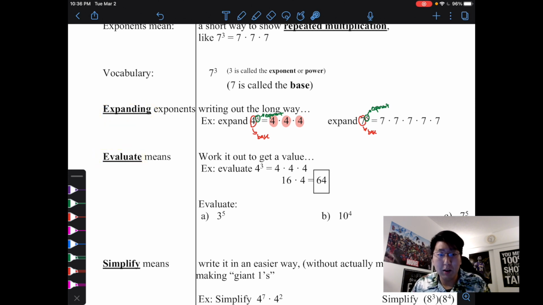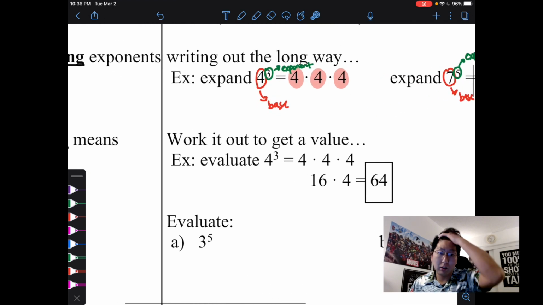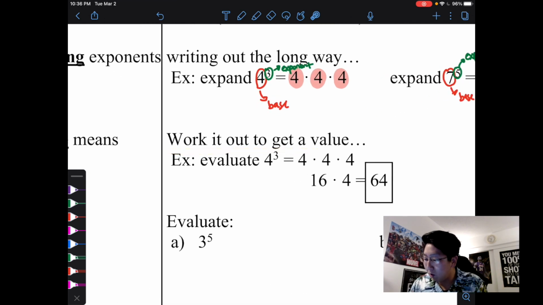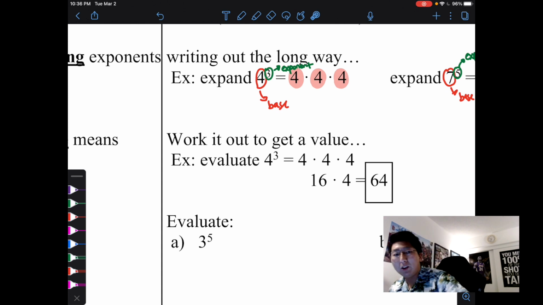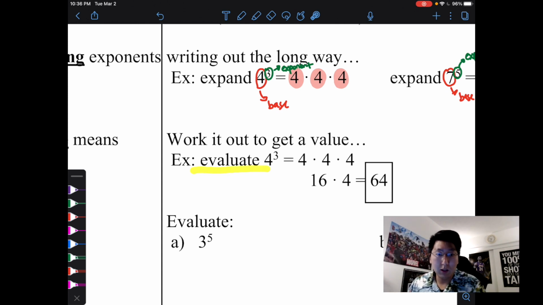Evaluate means to find a value. Okay, so you're going to actually solve, and so we're going to work it out to get a value. Evaluate, that's what it means. Work it out to get a value.